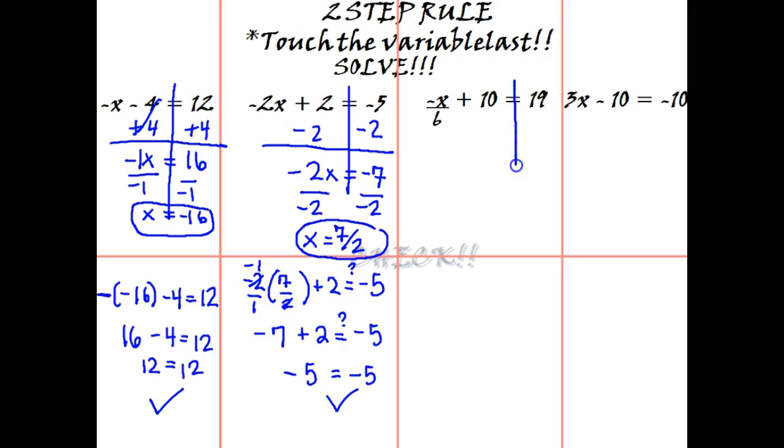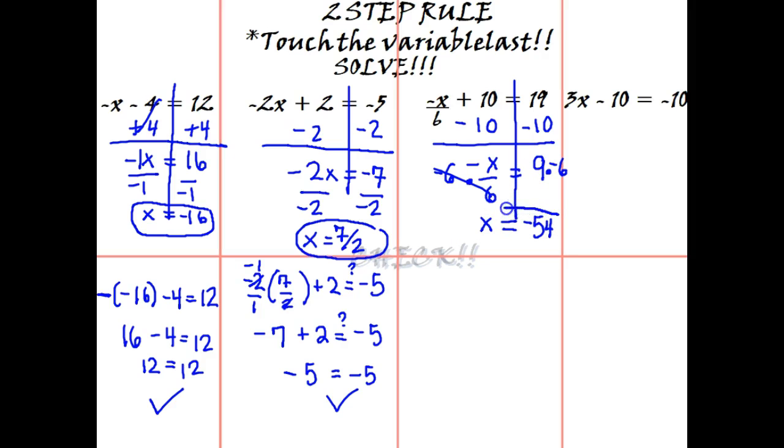All right, let's come over here. Touch the variable last. So I'm going to subtract 10 from both sides. I get -x over 6 is equal to 9. All right, so this is the opposite of x over 6 is equal to 9. So to get this negative away, we're not just going to multiply by 6. We're going to multiply both sides by -6. That gets the negative away, because negative times a negative is a positive. That's why I end up with a positive x. So I get x is equal to -54.